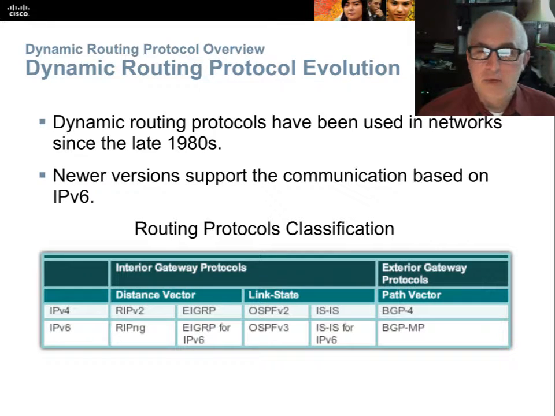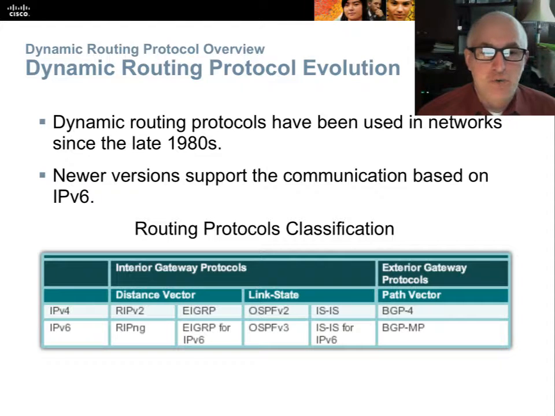They've been used in networks since the late 80s, and they've been updated several times to accommodate what we call variable length subnets first, and then now IPv6, the newest routed protocol. So our routed protocols are IPv4 and IPv6. Our routing protocols, protocols that route the routed protocols, are protocols like RIP, EIGRP, OSPF, IS-IS, and BGP, as you can see in this diagram.